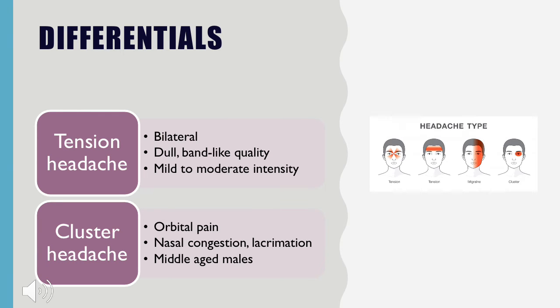I think it's important for migraines to be distinguished from tension headaches and cluster headaches, so I included this slide as a quick refresher for the different types of common headaches. So tension headaches are more common than migraines. They tend to be bilateral. They feel like a tight band around the head. They're mild to moderate in quality, and they're usually caused by stress.